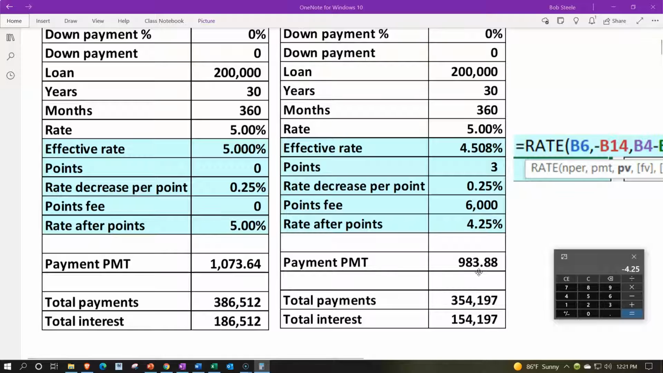As we do the comparison, one comparison to see that would be the effective rate here, which would roll in basically the cost of the points into the effective rate. So the effective rate you can see is lower than the 5%. We're at the 4.508 over the life of the loan.